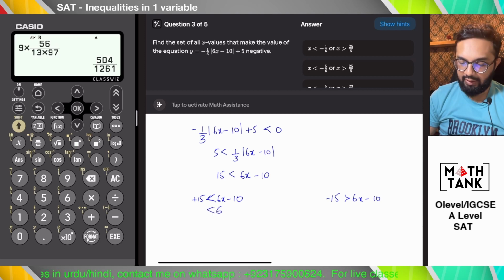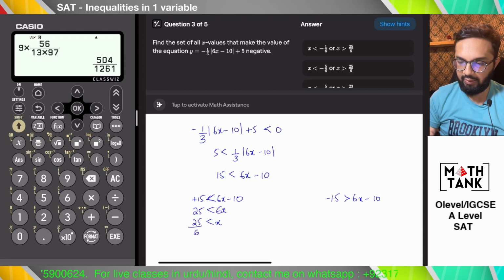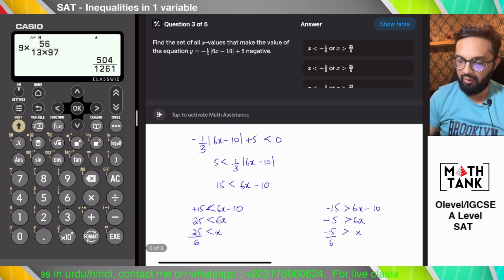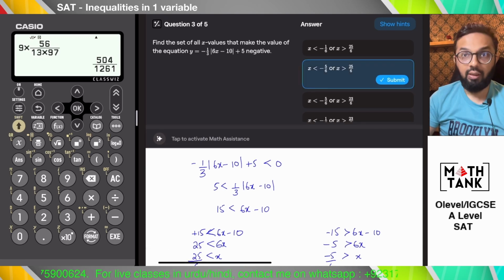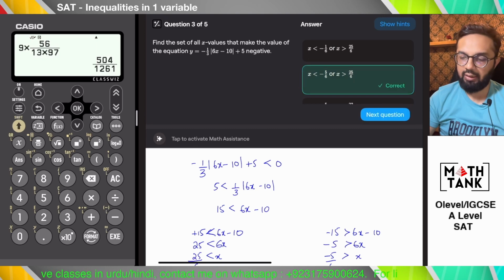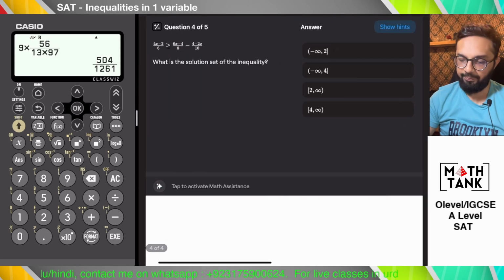So 6x is greater than 25, x is greater than 25 over 6, and then 6x is less than minus 5, so x is less than minus 5 over 6. So x is less than minus 5 over 6 or greater than 25 over 6. B seems like the right answer. Let's tick that. Yes, that is indeed the correct answer.